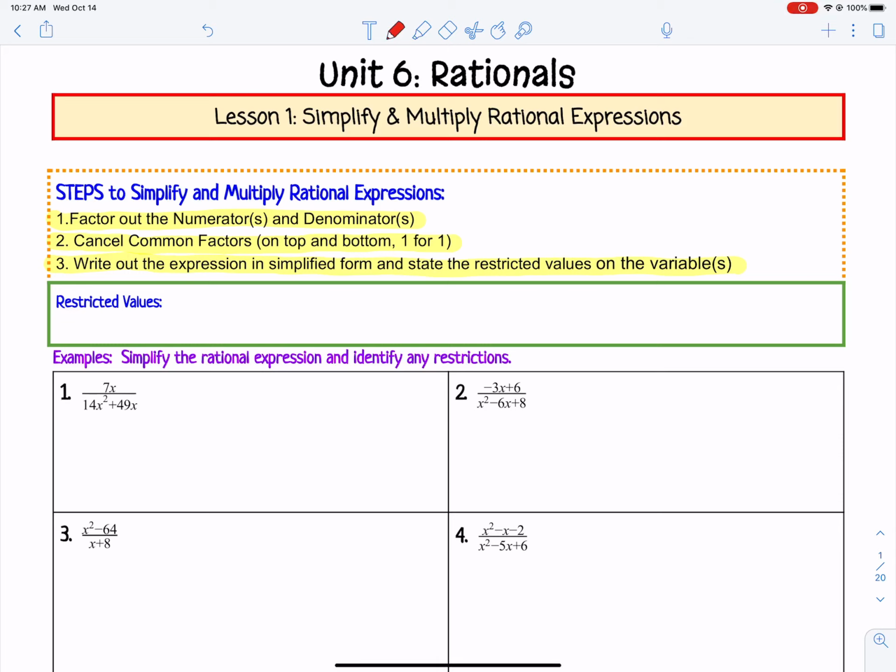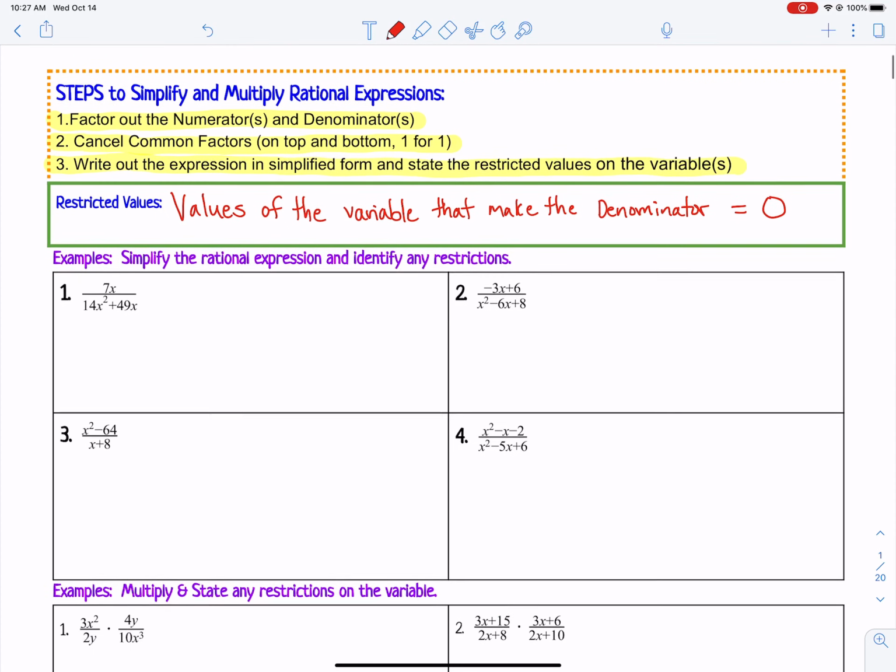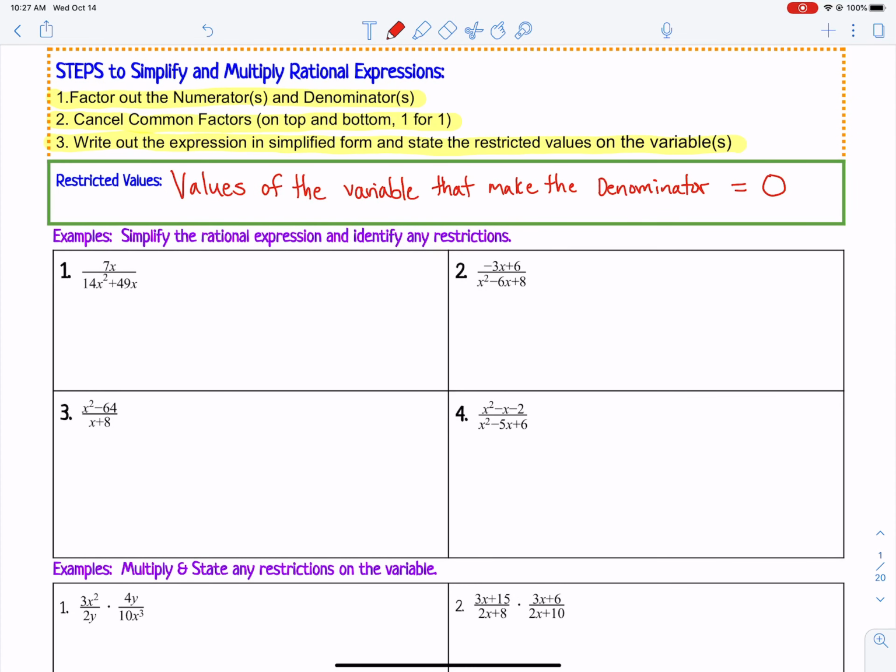So restricted values are values that make the denominator equal to 0. So let's write that out. Values of the variable that make the denominator, any denominator in our problem, equal to 0. Okay, so let's take a look at 4 examples of simplifying and 4 examples of multiplying.